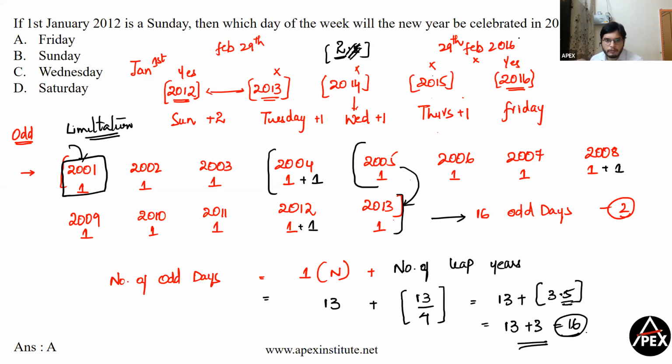Did you understand that? If you are asked to determine the number of odd days from 2004 to 2016, then what will I do? I will calculate from 2005 to 2016, plus I will add 2. Then I will get the total number of odd days from 2004 to 2016. Clear? That's the reason I told you that this year should be the next year to a century year or a leap year.